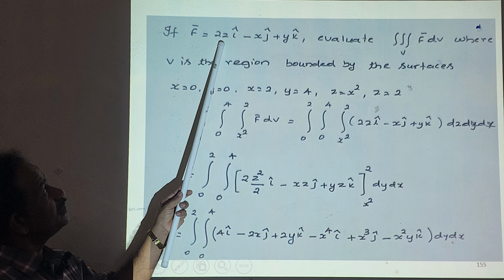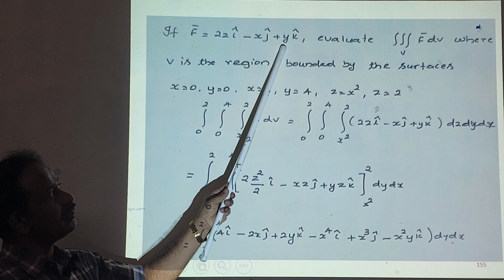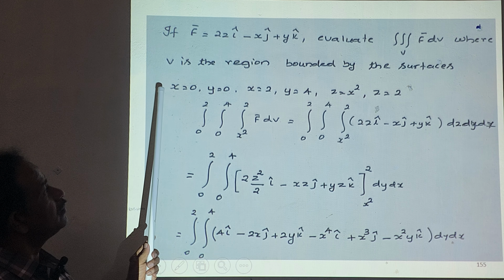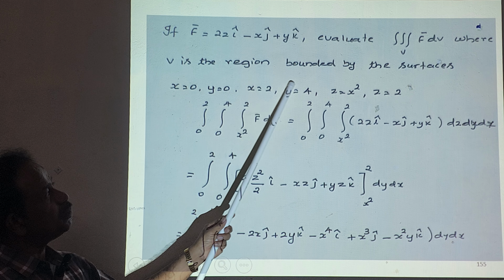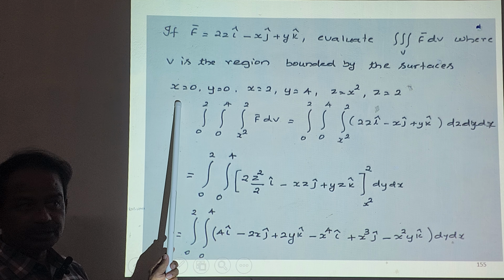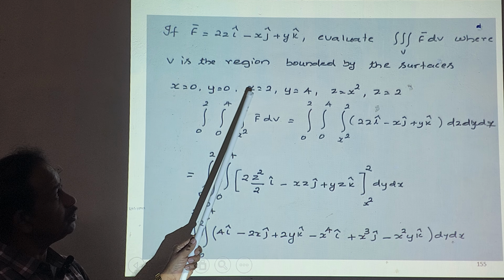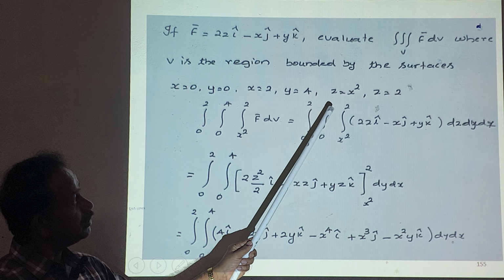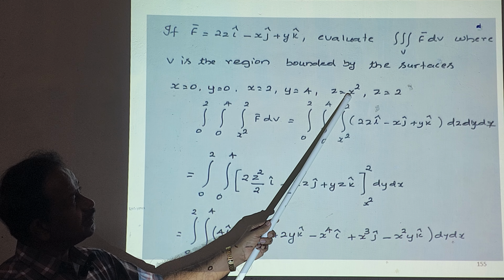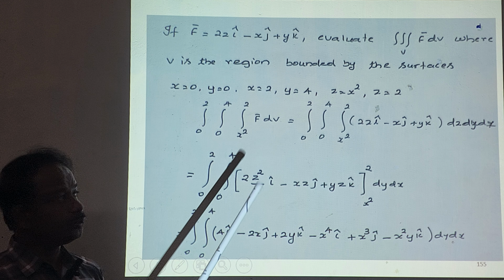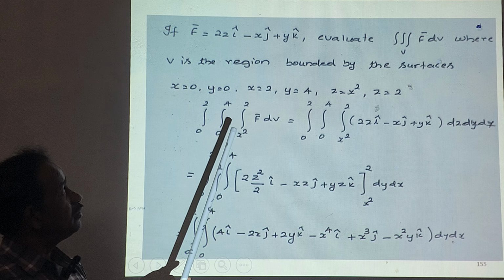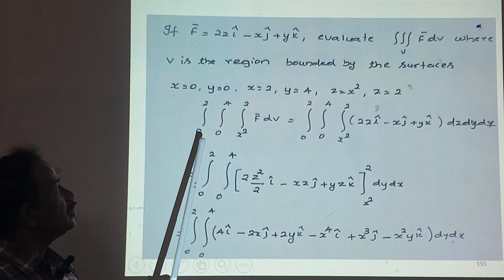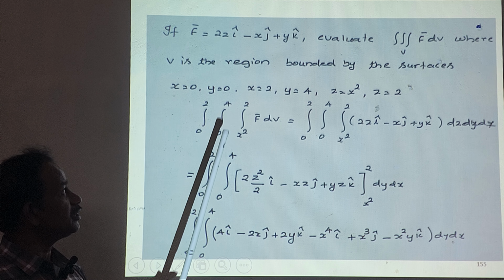F is given as 2z i minus x j plus y k. Evaluate the integral of f dV with respect to volume, where V is the region bounded by the surfaces x equal to 0, x equal to 2, y equal to 0, y equal to 4, then z equals x squared and z equal to 2. So with these limits, bounded by the surfaces, we are going to find the volume integral as per the problem.